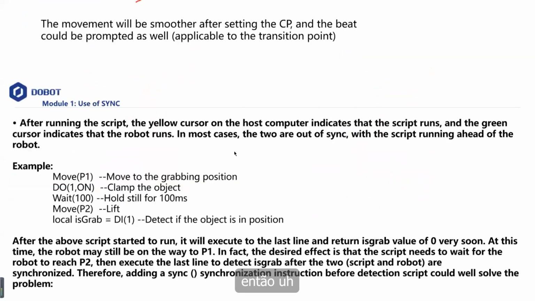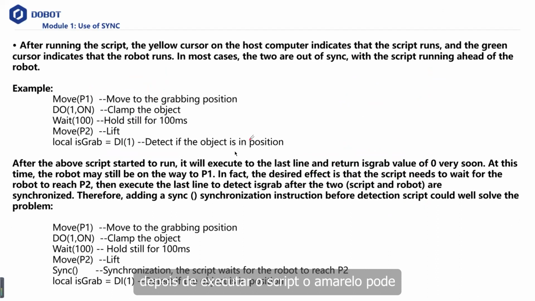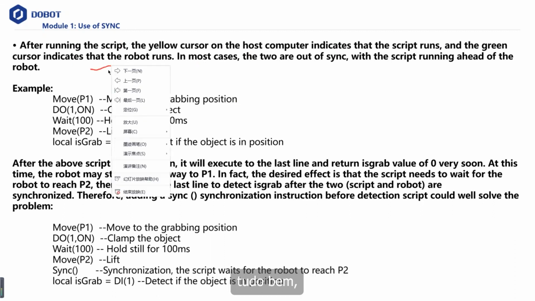So after running the script, the yellow cursor on the host computer indicates the script runs, but this function is not async. I think I will just skip these parts.